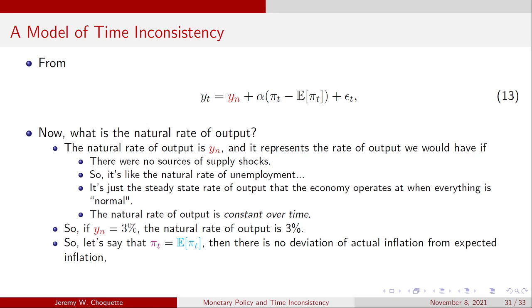Now let's say actual inflation equals expected inflation. So there's no deviation in inflation from expectations. The rate of output, sorry, the natural rate of output is 3%. Then output is equal to 3% plus shocks.